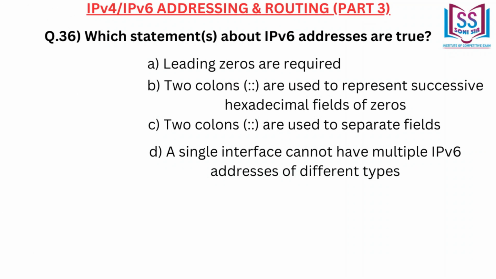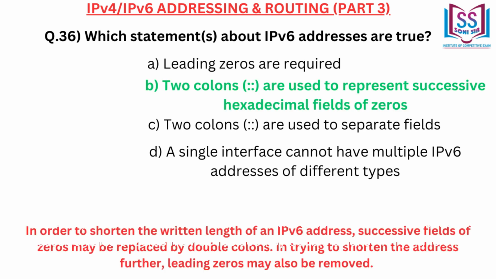Which statements about IPv6 addresses are true? A. Leading zeros are required. B. Two colons are used to represent successive hexadecimal fields of zeros. C. Two colons are used to separate fields. D. A single interface cannot have multiple IPv6 addresses of different types. Correct answer B. Two colons are used to represent successive hexadecimal fields of zeros.